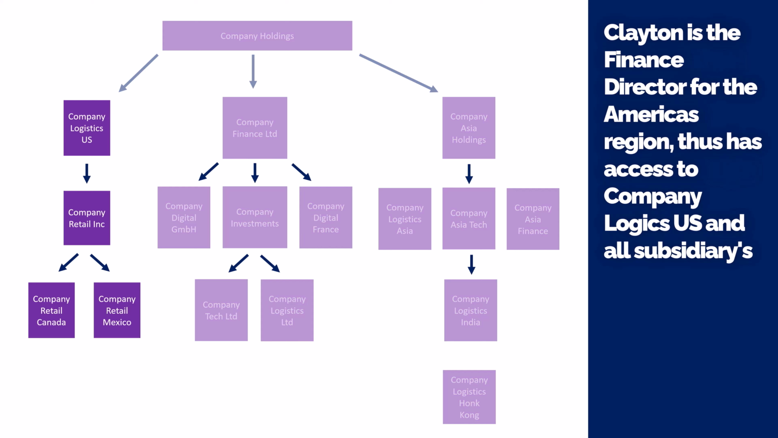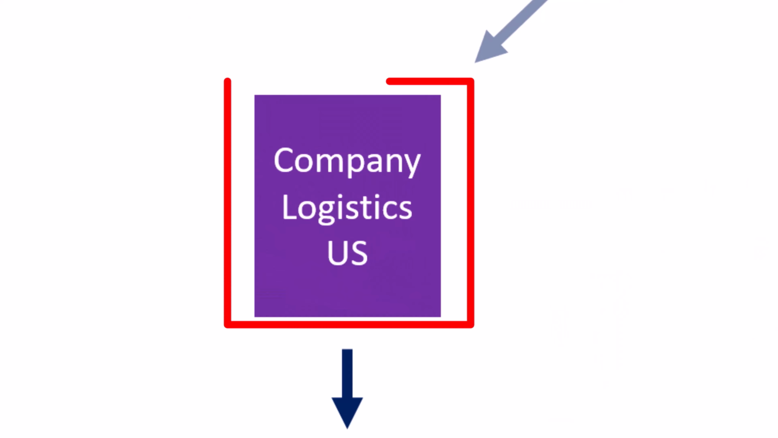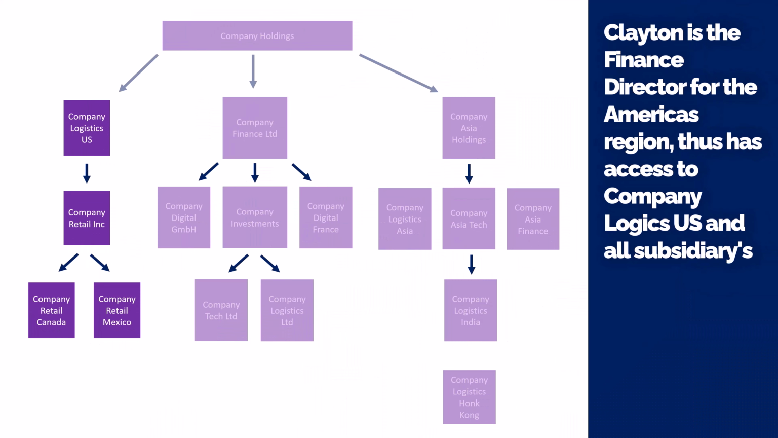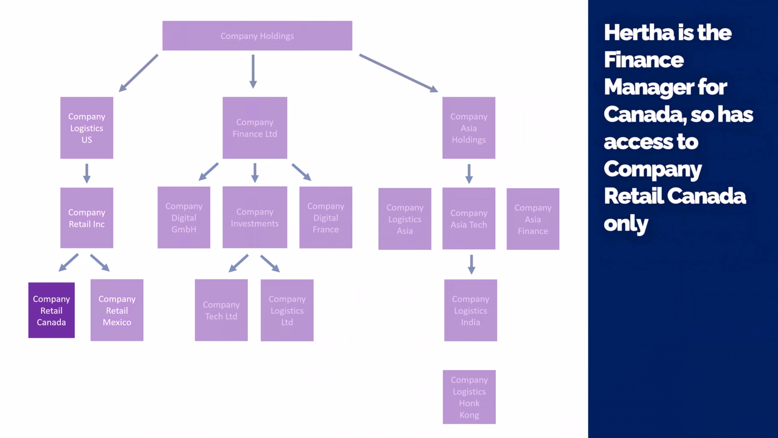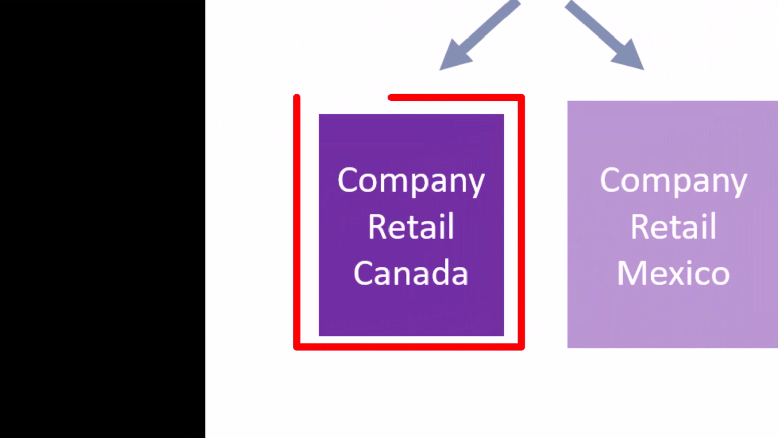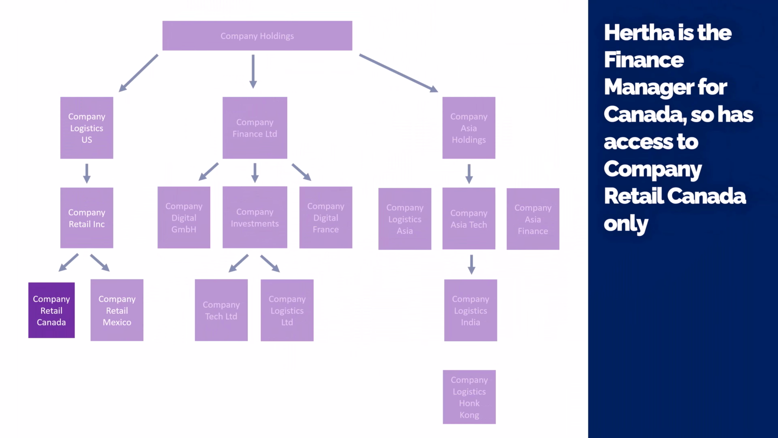We can use this same logic for other users. So for instance, Clayton's the Finance Director for Americas. Clayton therefore only gets access to Company Logistics US, and his security propagates from there. Finally, we have Hertha, who has access to Company Retail Canada only. Let's see how this works in Power BI Desktop.